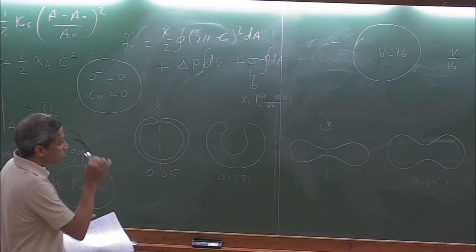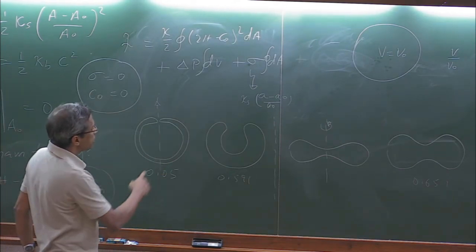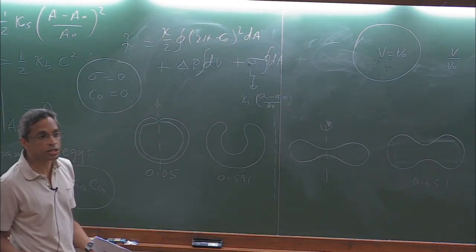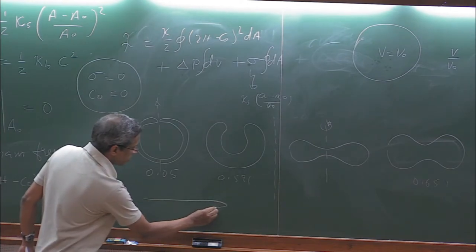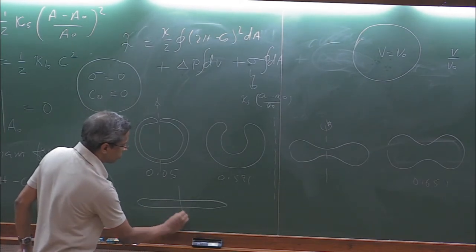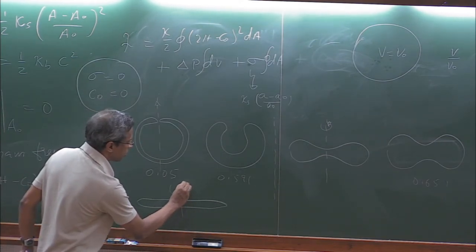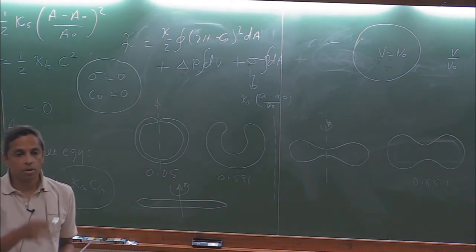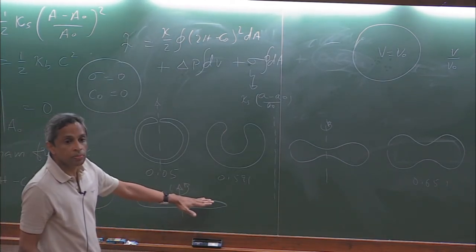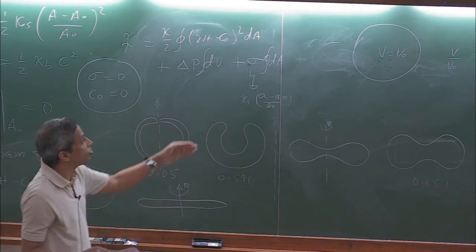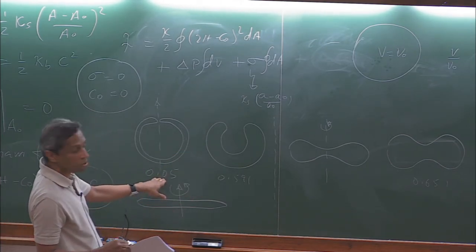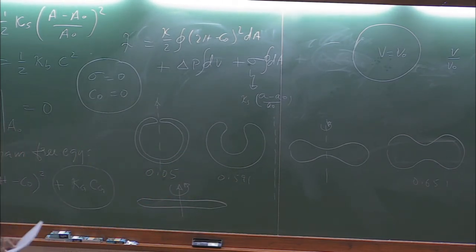Now you might ask, okay, why do I get a shape like this? Because if I want to reduce bending energy, I would have preferred a shape like that, a closed shape which is rotated about that axis, right? A disk, enclosing some volume, like the reduced volume of 0.05.